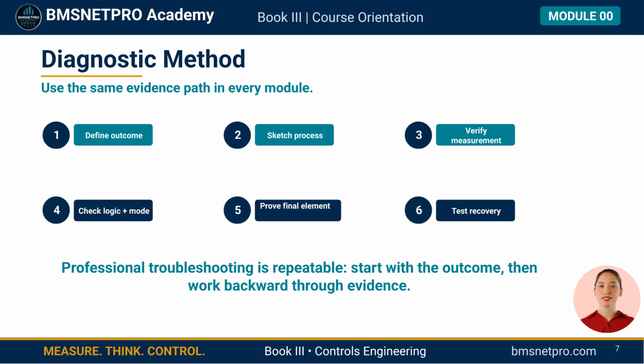This course uses a repeatable diagnostic method. First, define the failing outcome. Is the room warm? Is pressure unstable? Is the chiller short cycling? Then sketch the physical process, verify the measurement, review the active mode and logic, prove the final control element, then test recovery. This prevents random troubleshooting. It also helps a team work from the same evidence. A good technician and a good controls engineer may have different tools, but they should be able to agree on the same evidence path.